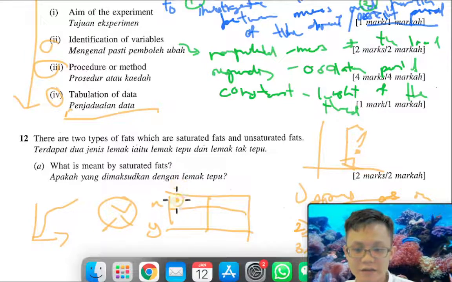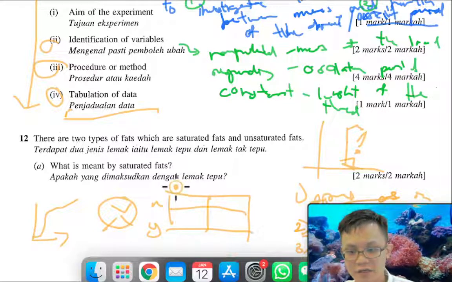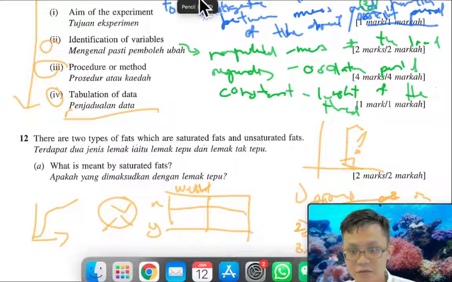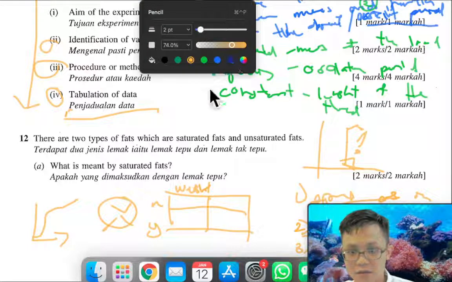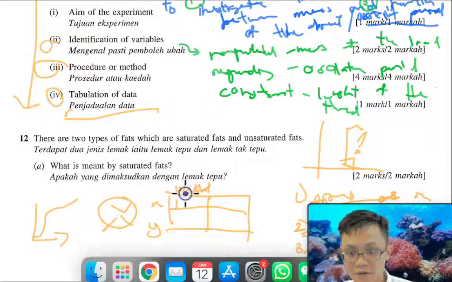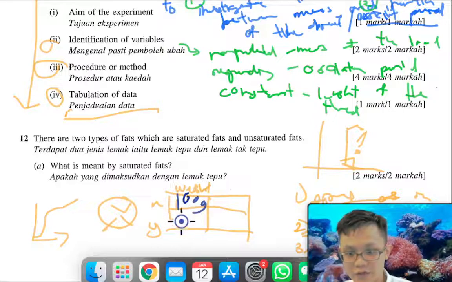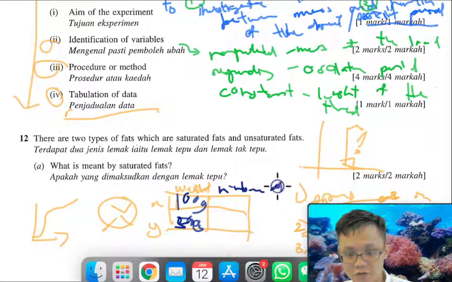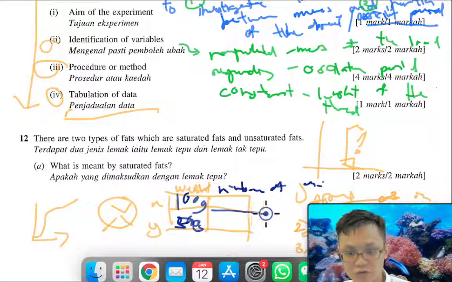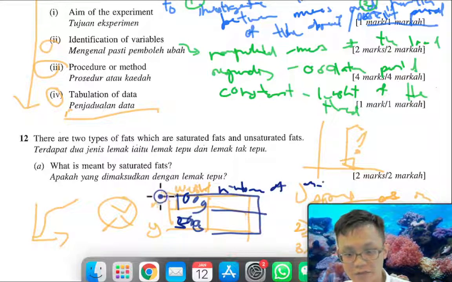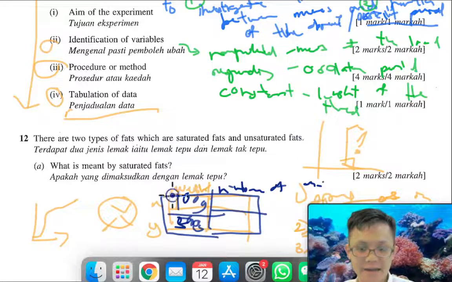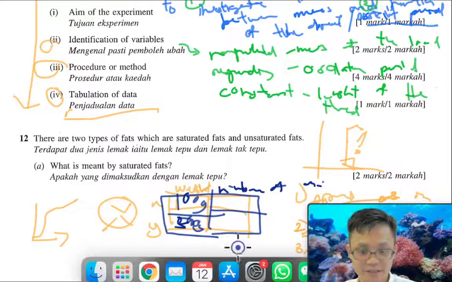X, Y. So X will be, maybe I put here the weight. I'm going to change the color. The weight. So maybe this one I put 100 gram, and this one 200 gram, 500 gram. And this is the number of oscillation. Then you don't need to fill in the numbers. You just leave it empty. Can? Yeah, can. This one usually you get correct, is it?